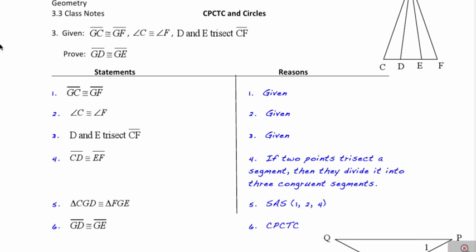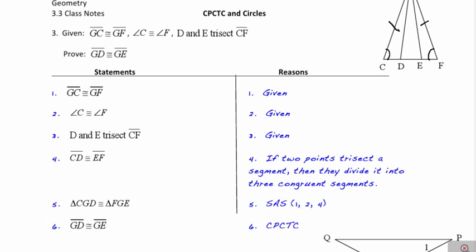Okay, in example 3, we have 3 givens. So I would label segment GC congruent to GF, angle C congruent to angle F, with tick marks on your diagram. So far we have 2 congruent sides and a pair of congruent angles in the outer 2 triangles.